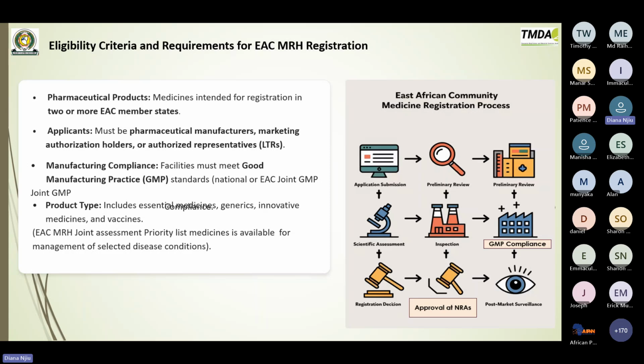So one of the priorities is that it should be a pharmaceutical product, and the medicine should be intended for registration in 2 or more EAC member states. The program requires at least interest in 2 or more EAC member states. So this pathway cannot be applicable to you if you want just 1 member state; at least 2 or more member states, so that it is meaningful for you to penetrate.